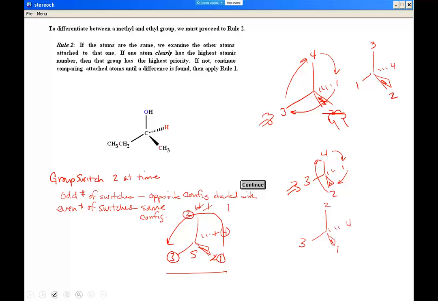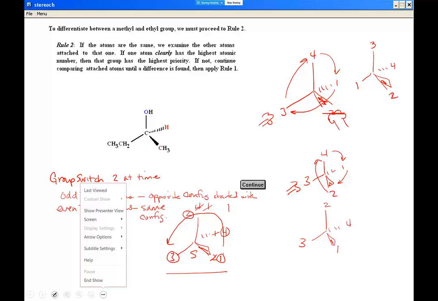So let's do this. Group switching replaces rotating the molecule if you don't want to rotate it. Group switching is a way to rotate it without ever rotating it. But as long as you switch a set of two groups an even number of times, and number four is on the dashed wedge, you will get the same answer as the molecule started out with, the same configuration. So a lot of times group switching is faster, because you can just go switch, switch.